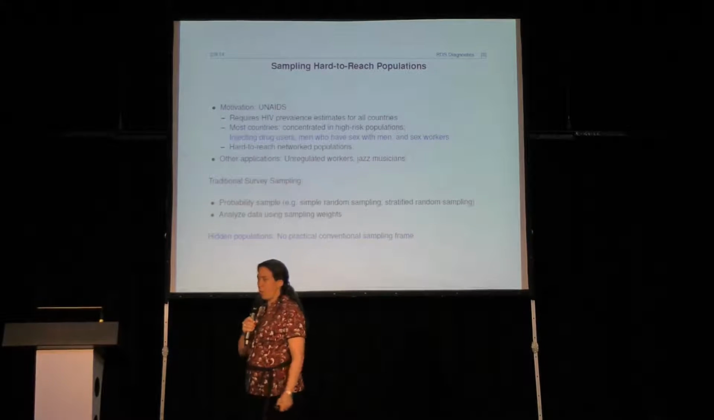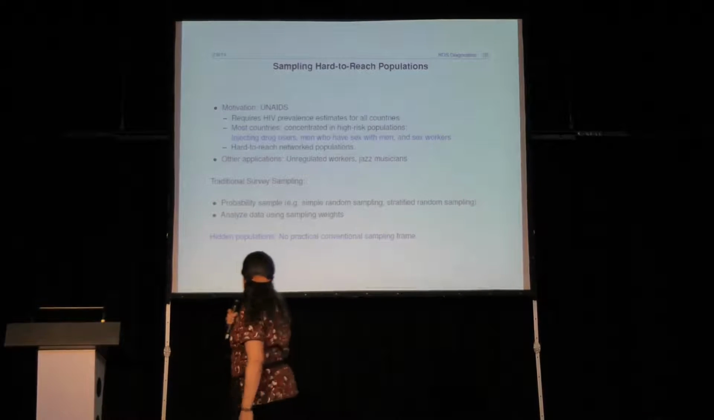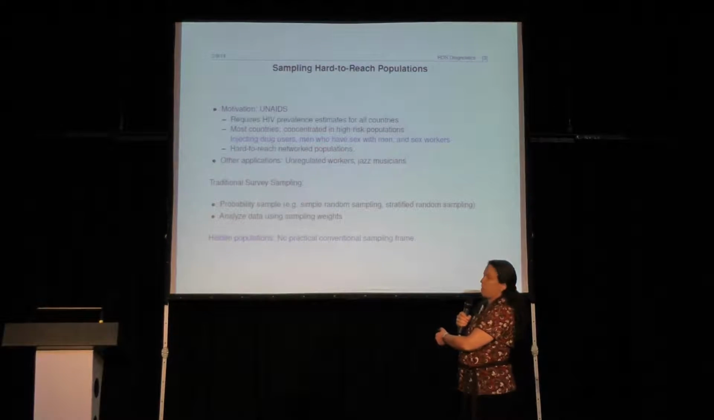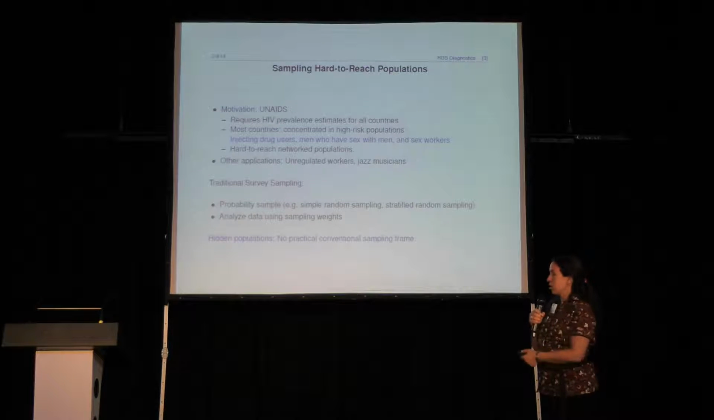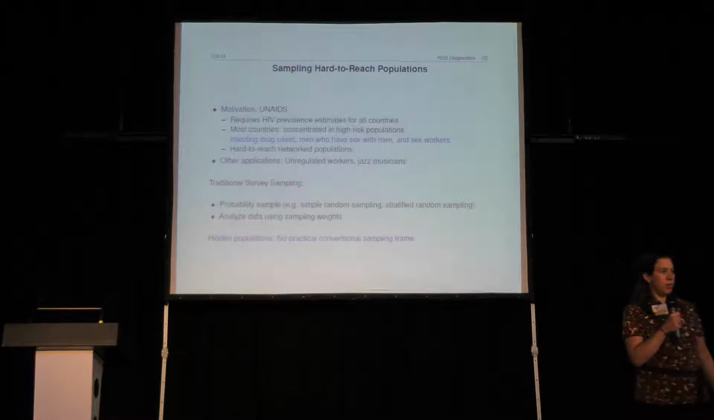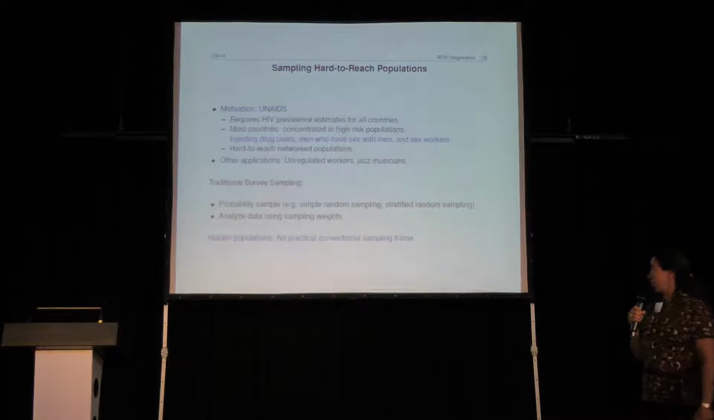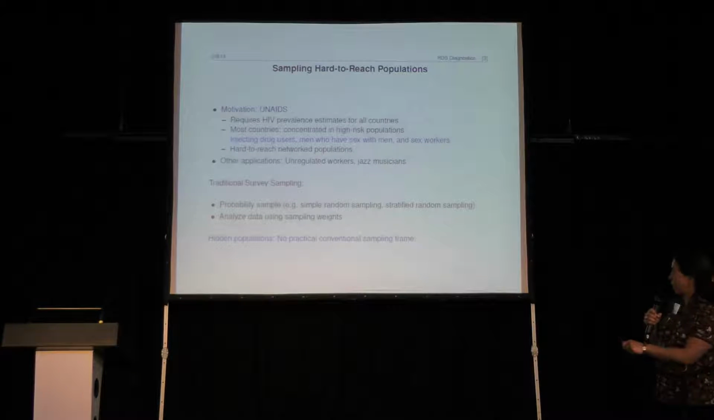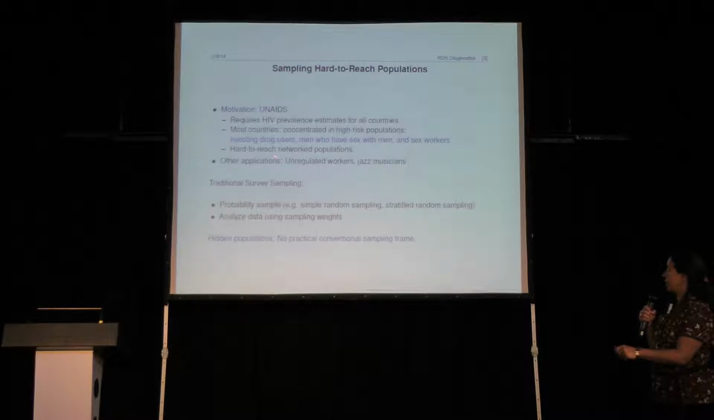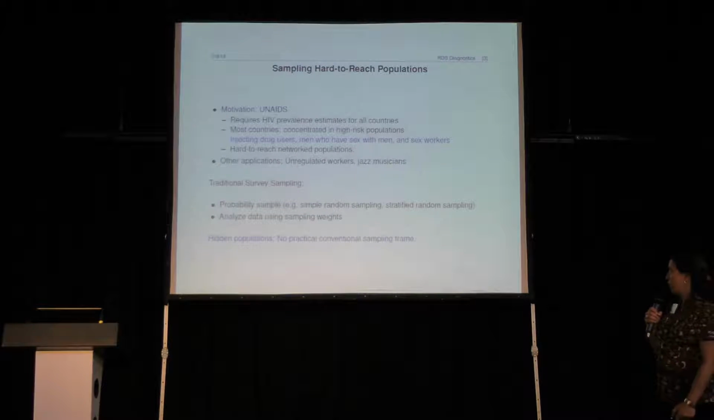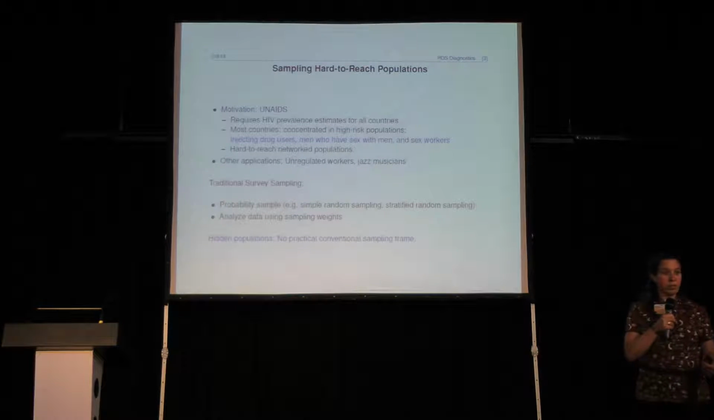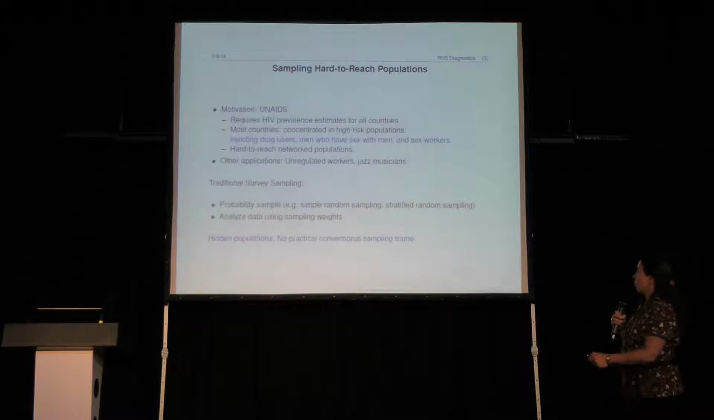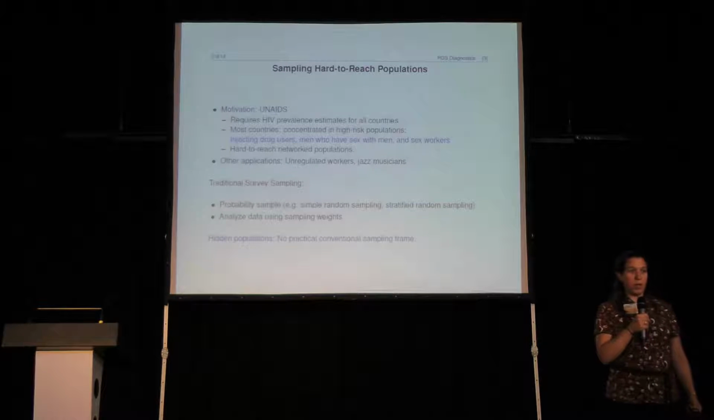So the idea is that you have a human population that's very hard to sample. You can think about people like injecting drug users, men who have sex with men, and sex workers. How do you sample them? UNAIDS actually requires information about these subpopulations for estimating HIV prevalence in most of the countries in the world. And one of the commonalities of these populations, besides being hard to reach, is that they're very often connected by an underlying network of social ties. So we could imagine doing something like a traditional survey sample where we have some sampling frame and we do some probability sample on the frame, and then we use some sort of sampling weights to analyze the data. But when we think about populations like these, there's really no practical sampling frame, and so we need to do something else.